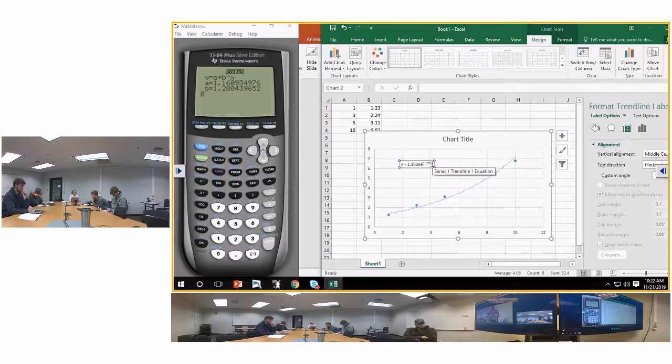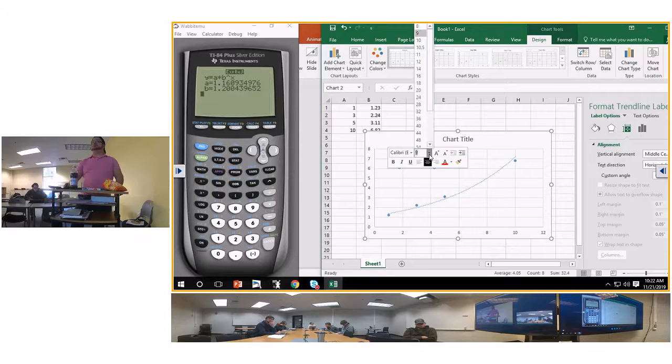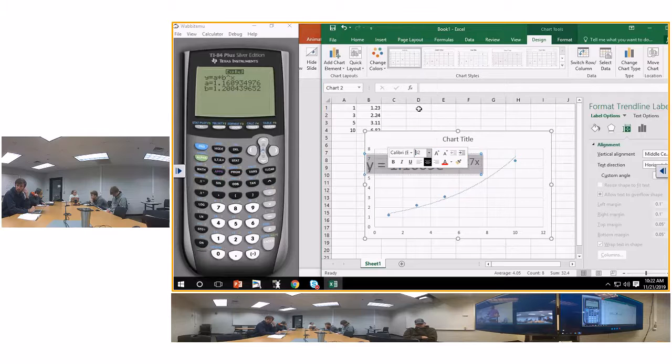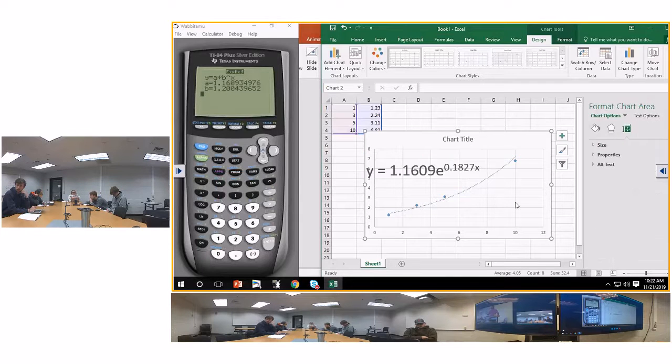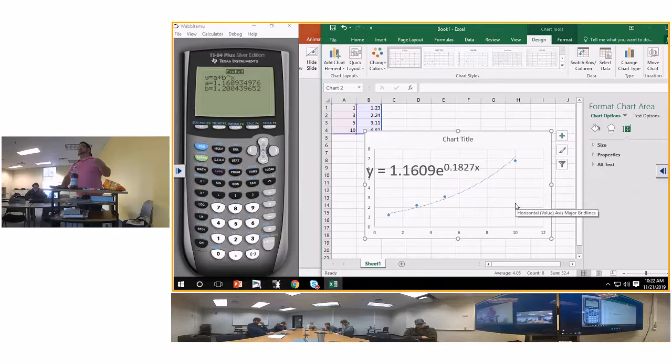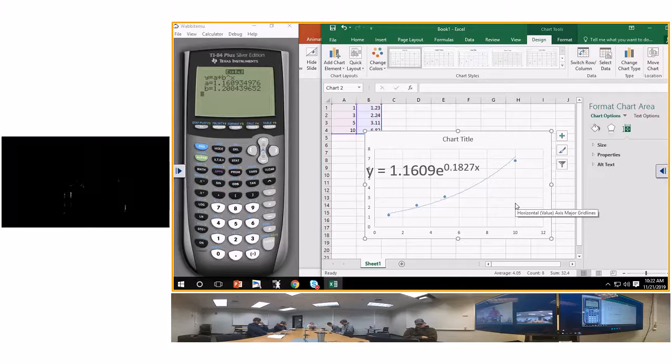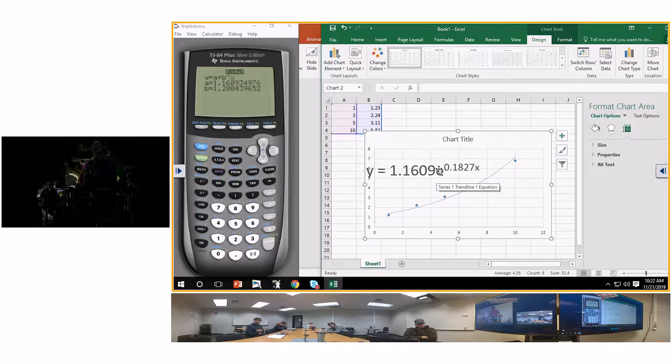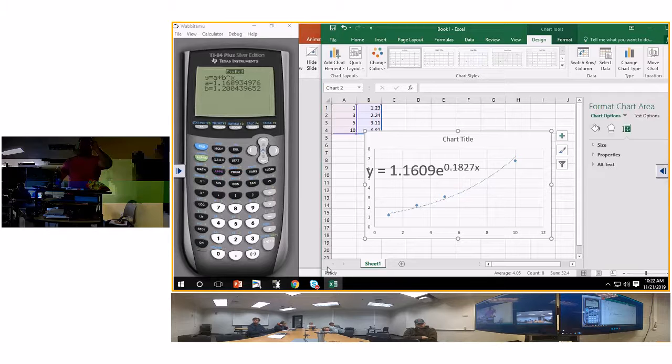Somebody raise E to the 0.1827. That's what they're doing. Yeah, that's 1.2004. Yeah, it comes out to be the same. So they're just putting the E in there, and all you have to do is, now remember that 1.16 is in parentheses. So you're going to have to put this in parentheses. Okay? Make sure you realize that. So we get the same answer. They just did it with an E.